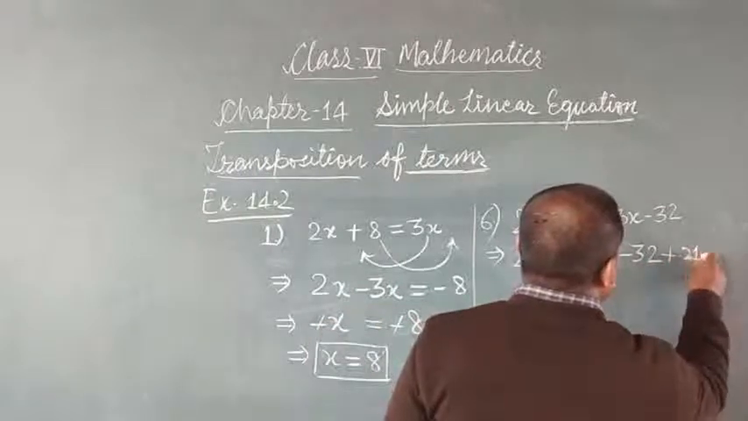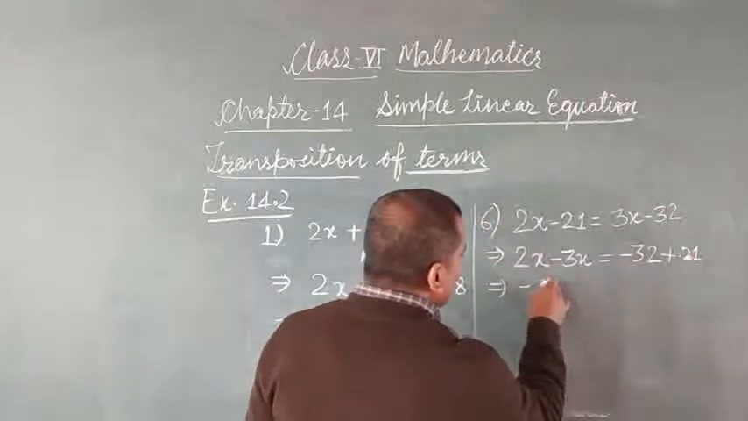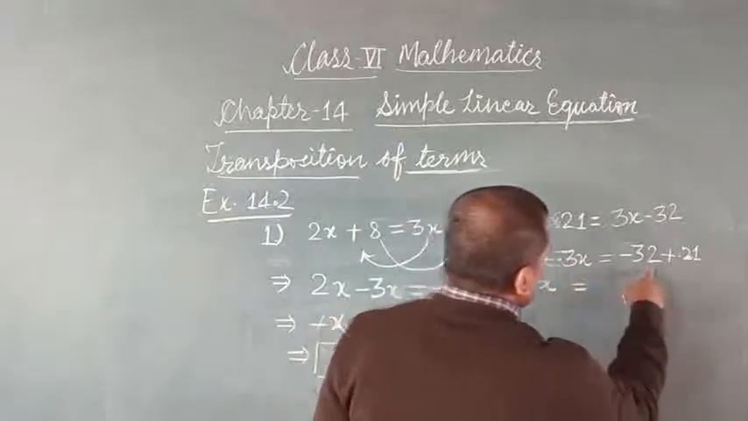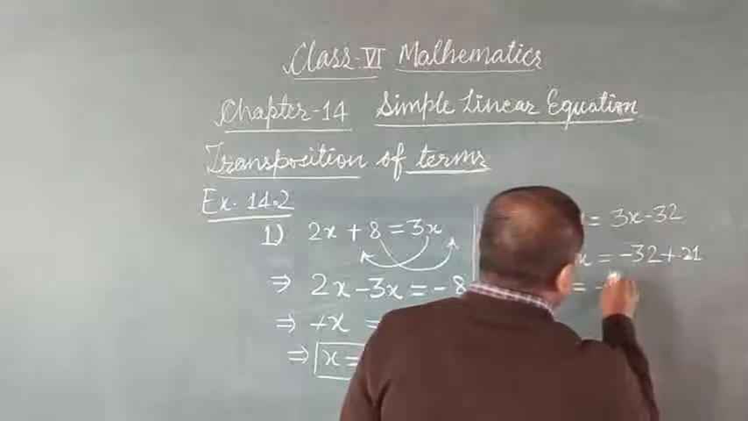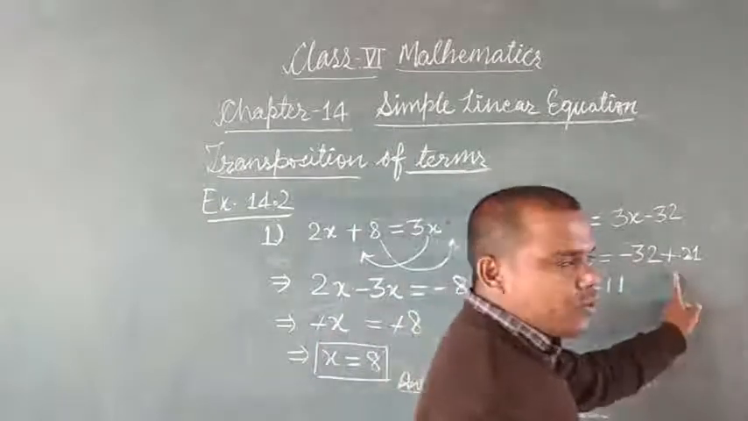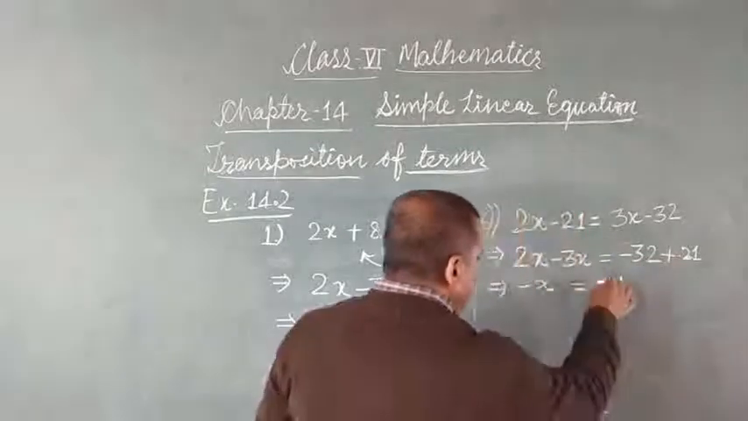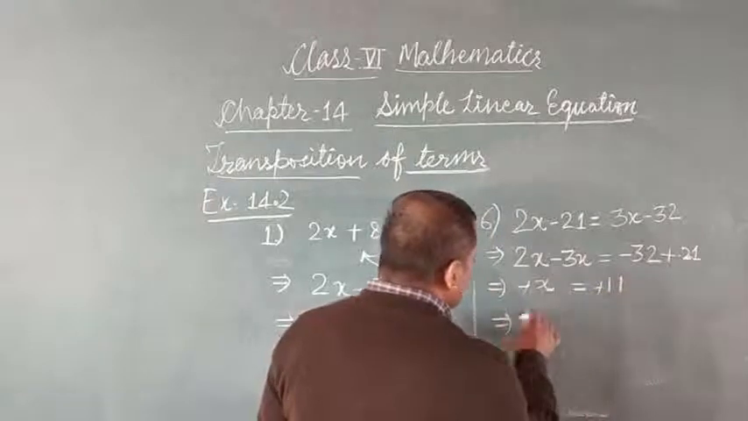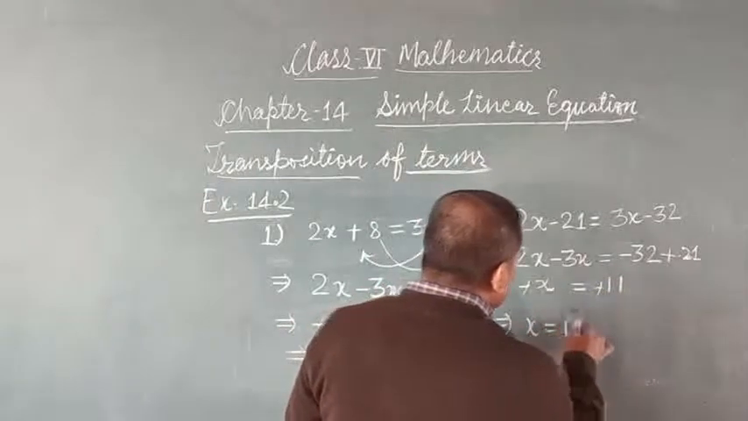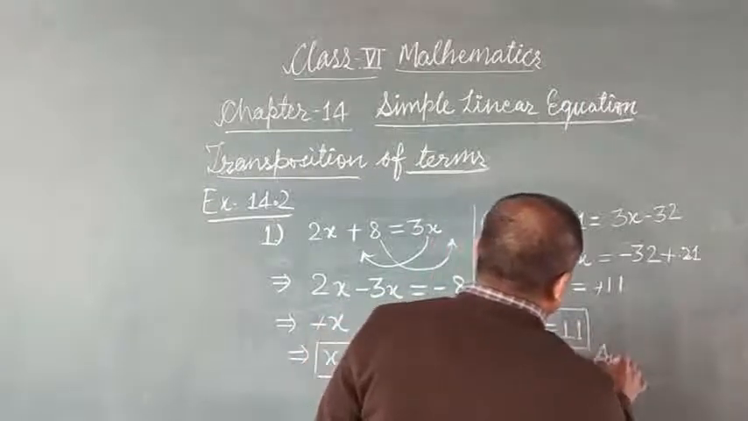Minus 32 plus 21, and now we will solve. So again it is minus x, and here it will be minus 11. Minus 32 plus 21, when you solve it, it will come minus 11. And now minus cancels, so x will be 11. So this is the required solution of the given equation. Answer.